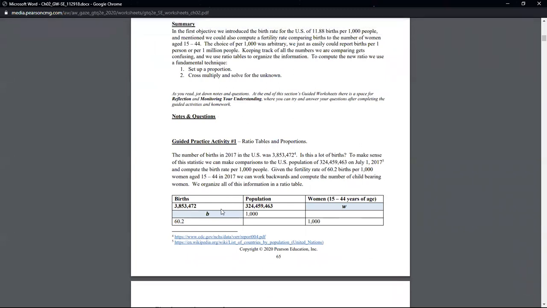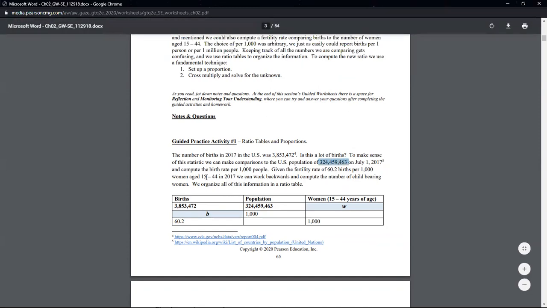Guided activity 1. This is a ratio or proportion table. It's actually got a similar theme to that original US versus Mexico birthing rate population problem. So they say the number of US births in 2017 was 3.8 million. Is this a lot of births? To make sense of this statistic, we can make comparisons to the US population of 324 million people in 2017, and then compute the birth rate per 1,000 people.